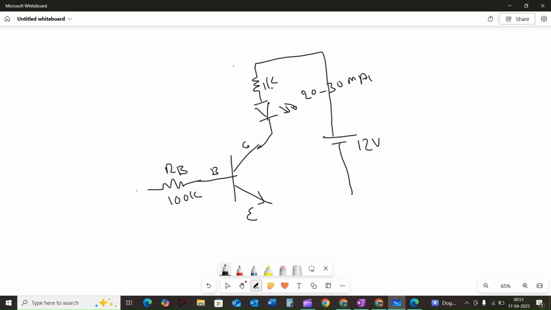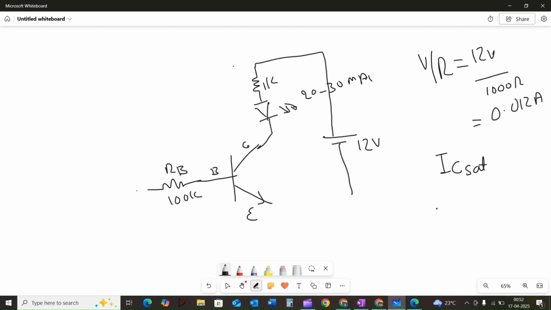A 1 kilo ohm resistor would allow a maximum of 12 milliamps. As per Ohm's law, V divided by R is equal to 12 volt divided by 1000 ohm, which is equal to 0.012 amps. This is the maximum collector current, and we can call it the saturation current. IC sat is approximately VCC divided by RC, ignoring the RE.